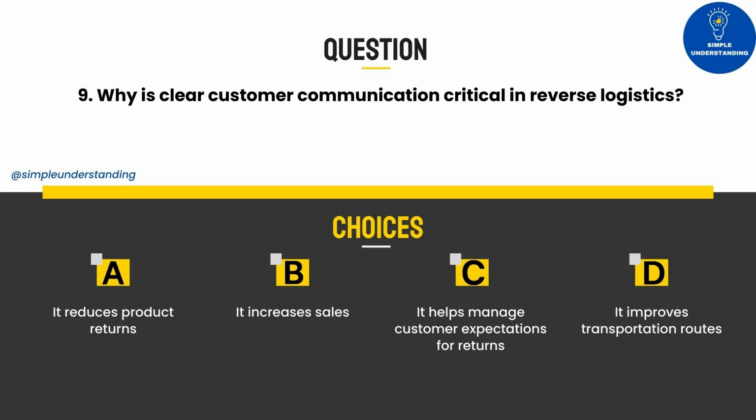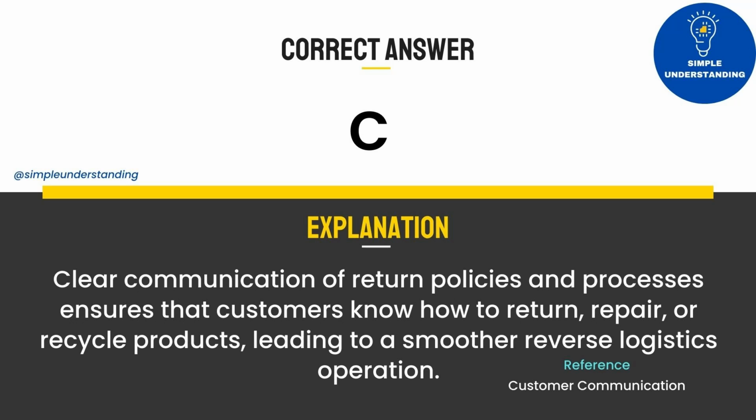9. Why is clear customer communication critical in reverse logistics? A. It reduces product returns. B. It increases sales. C. It helps manage customer expectations for returns. D. It improves transportation routes. Correct answer: C. Overall explanation: Clear communication of return policies and processes ensures that customers know how to return, repair, or recycle products, leading to a smoother reverse logistics operation.